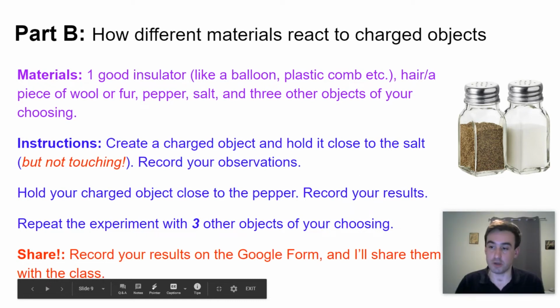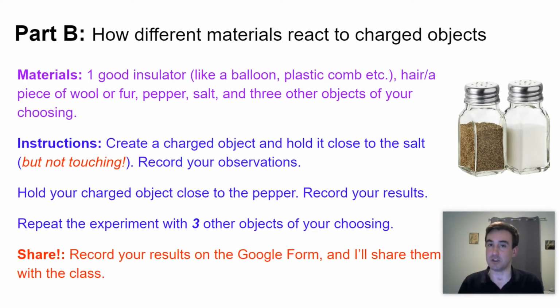Now, even if you couldn't do the first one, you can definitely do this second experiment. Here, we're going to test out how different materials react to charged objects. So you're going to need some objects to charge. You're going to need a good insulator, like a balloon or a plastic comb or something else plastic or a glass rod, something like that.